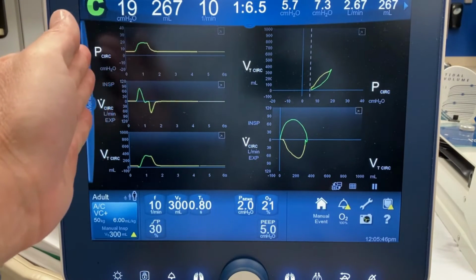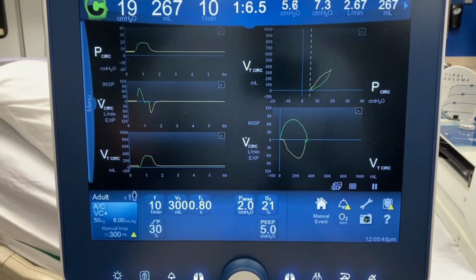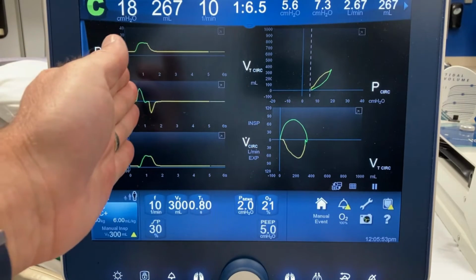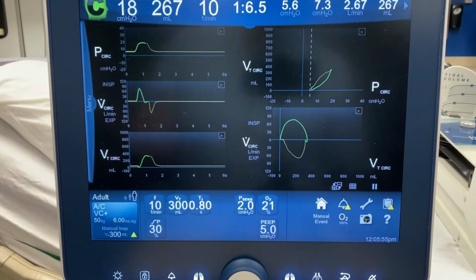And you want to lengthen the I time on pressure control so that the lung fills, flow returns to 0, and you have that hold time before exhalation begins, because pressure control is time cycled. So again, check that out on my video.